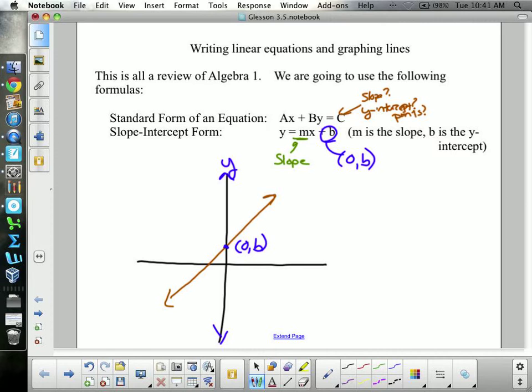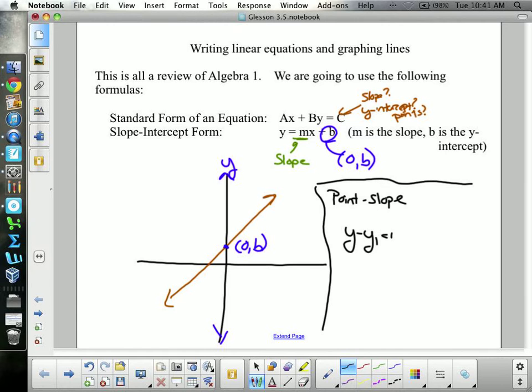There is a third form of the equation. You have to tell me if you covered this one last year in Algebra 1 or not. And that's called point-slope form. And it looks like this. y minus y1 equals m times (x minus x1). Okay?